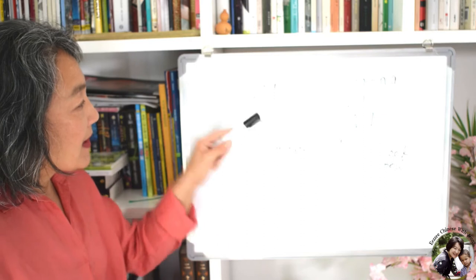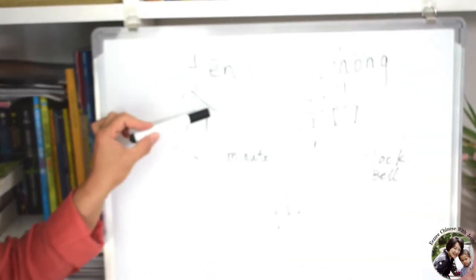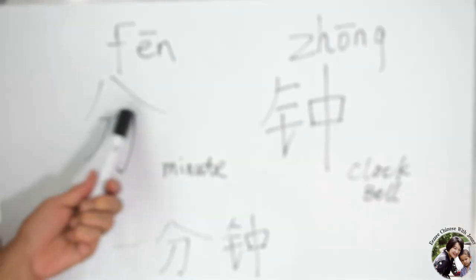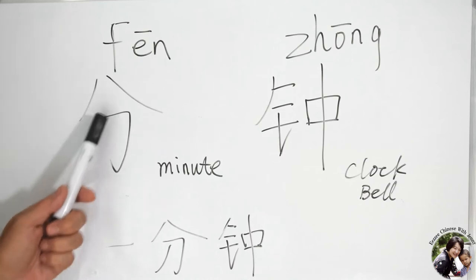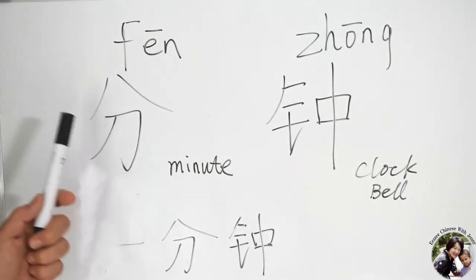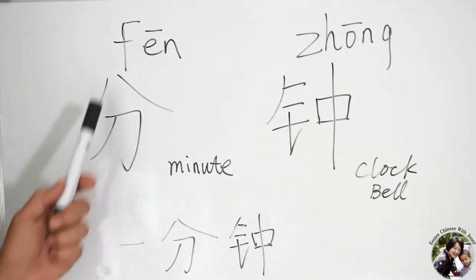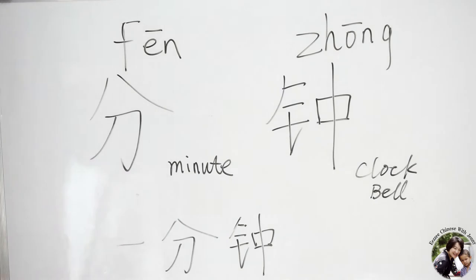This character we have also learned before. Remember? The upper part is 八, number 8. The lower part is a knife. And it uses a knife to cut one thing in half. It means separate. The pronunciation is 分. It also means a minute.